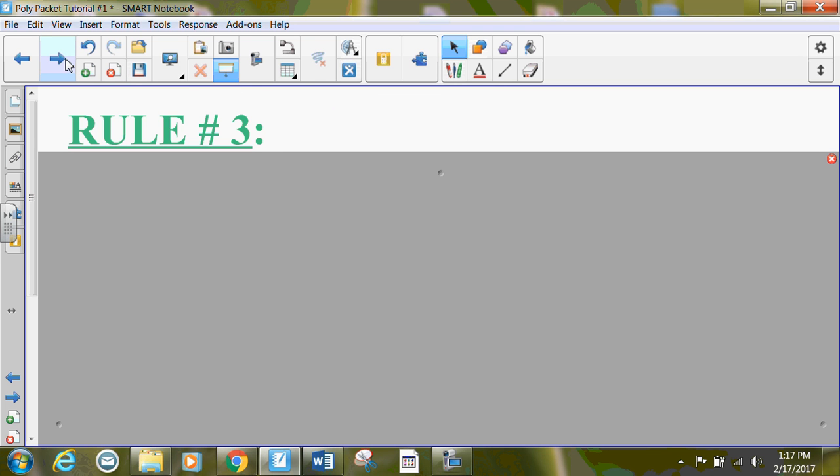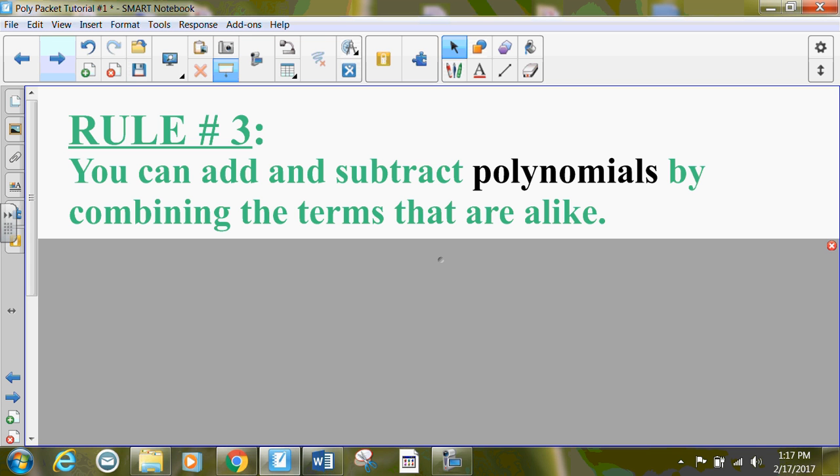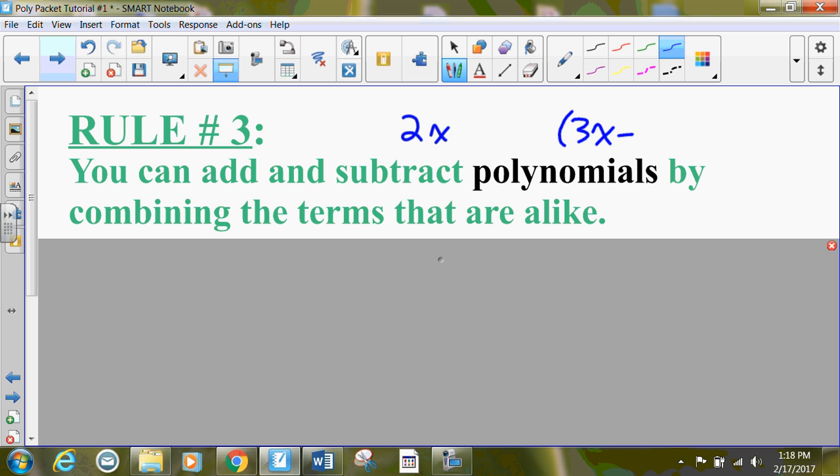Rule number 3: you can add and subtract polynomials by combining the terms that are alike. So polynomials, poly meaning many, a many-termed thing. We can have a polynomial like 2x. That's a monomial. Or we could have a polynomial like 3x minus 1. That's a binomial because it has 2 terms.